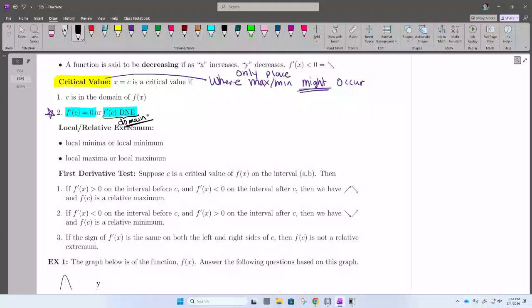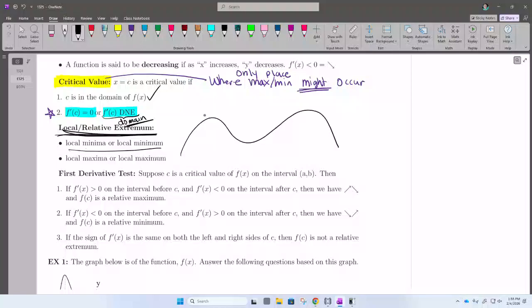Once you get numbers produced from these two things, you've got to go back to number 1 here and say, are these really critical values? Meaning, are they in the domain of the original function? If yes, then they are critical values and you may proceed. If they're not in the domain of the original function, they are not critical values, and so you do not go on. So maximum, minimum, these are called local or relative extremum, depending on the book you look at. Local extrema, relative extrema, local minima, minimum, whatever you want to call it.